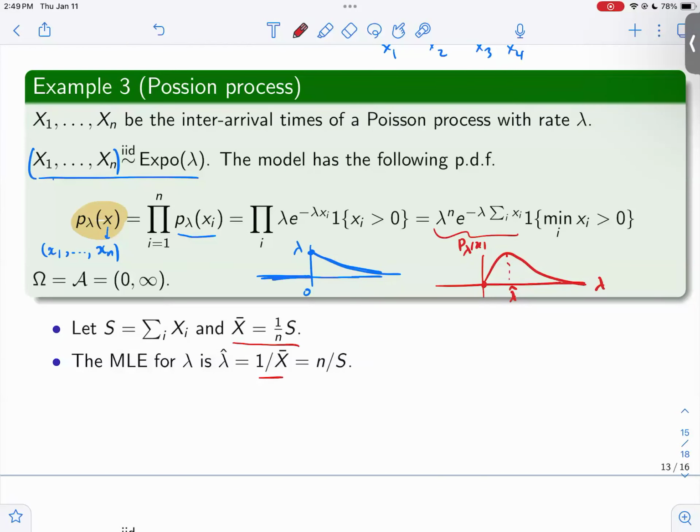This makes sense because, if you remember, this is a rate, and these are times. So the expectation of one of them is actually 1 over lambda. When I take the average, basically I'm looking at the average time, or the expected time, which is 1 over lambda. Then I invert it, and that gives me an estimate of the rate. So this is a good estimate for the rate. This is the MLE.